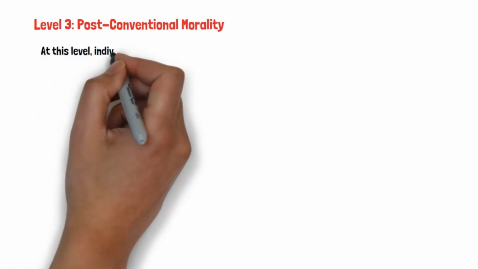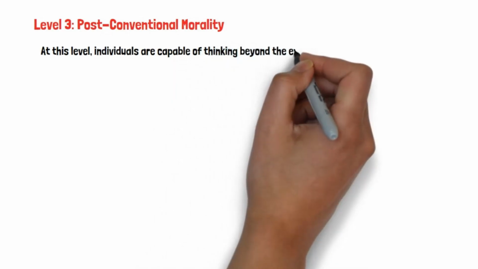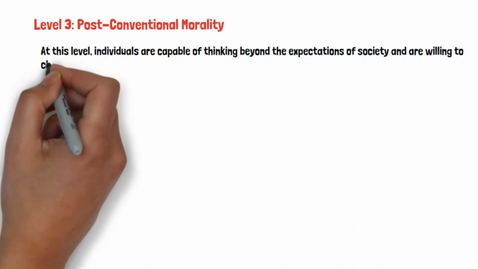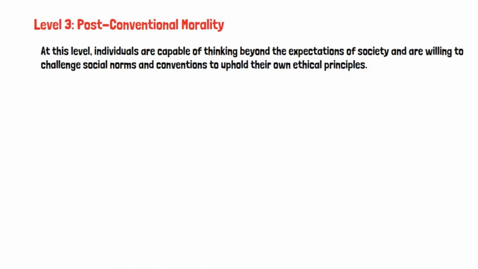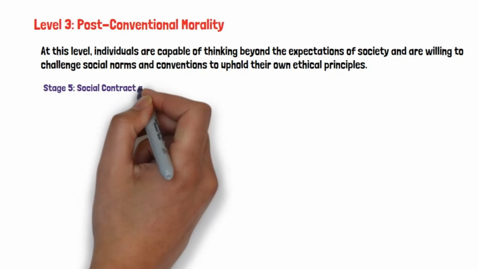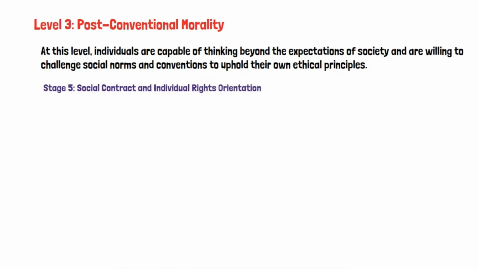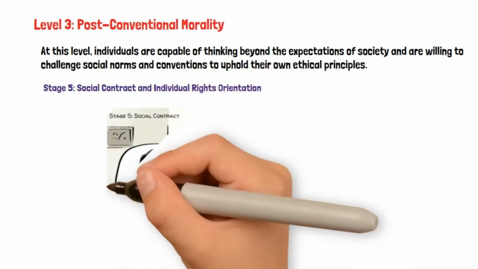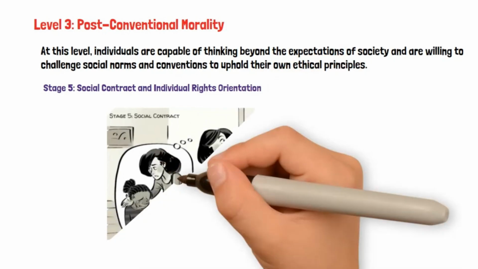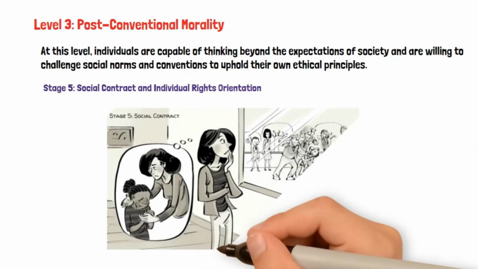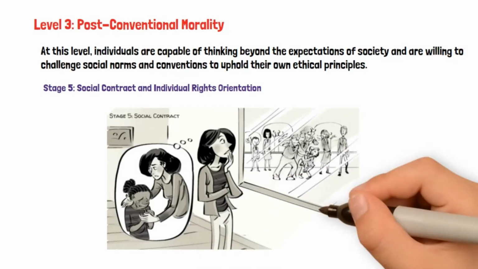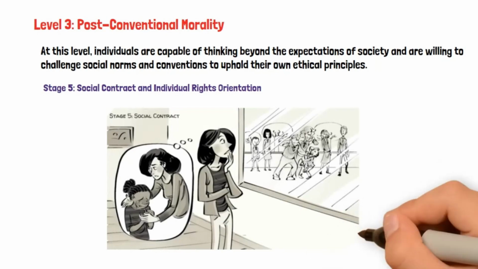Level 3. Post-conventional morality. At this level, individuals are capable of thinking beyond the expectations of society and are willing to challenge social norms and conventions to uphold their own ethical principles. Stage 5. Social contract and individual rights orientation. They view rules as a social contract rather than a strict order that must be followed. They believe that norms should be followed only if they make sense to them and serve the well-being of both society and the individual.